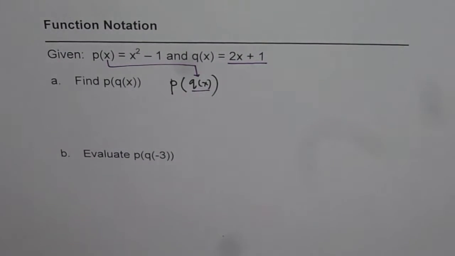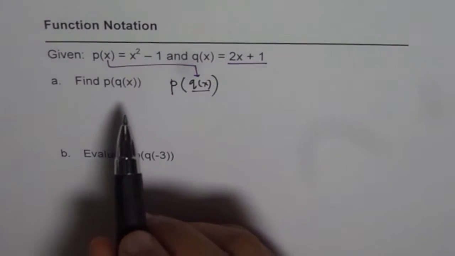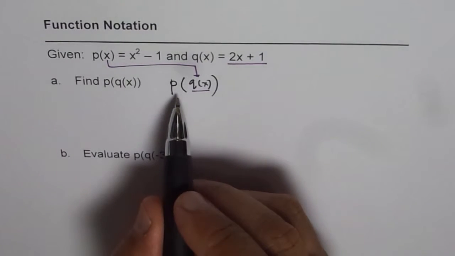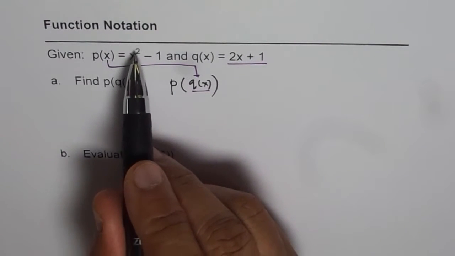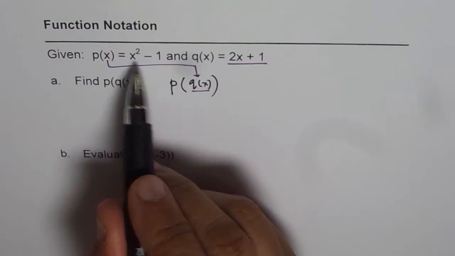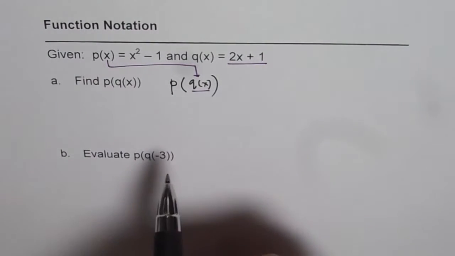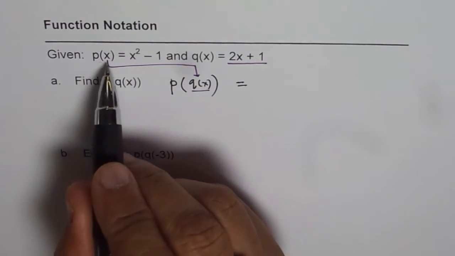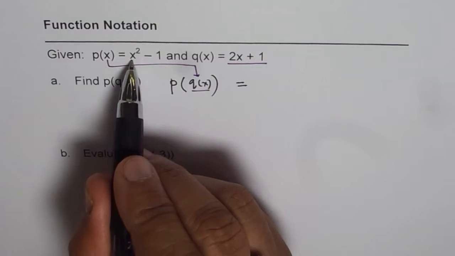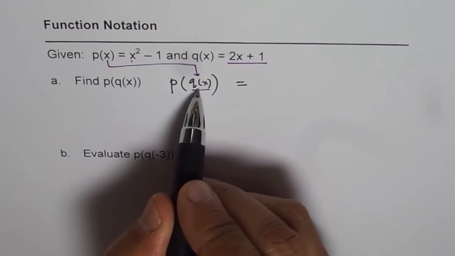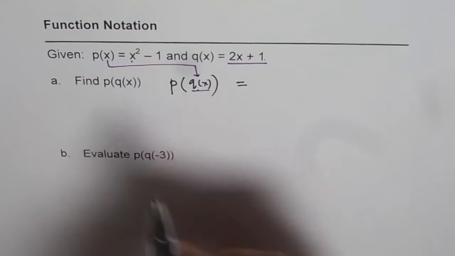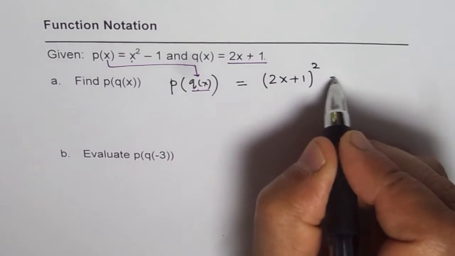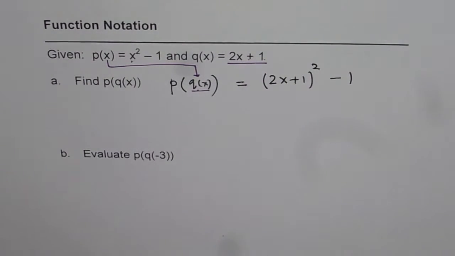So what we will do here is to write an expression for function of function. It is read as p of q of x. We'll replace in the function p of x, which is x squared minus 1, x with q of x, which is 2x plus 1. So this will be p of x is x squared minus 1, and this x will be replaced by q of x, which is 2x plus 1. So we can write this as (2x plus 1) whole squared minus 1. So that is p of q of x.